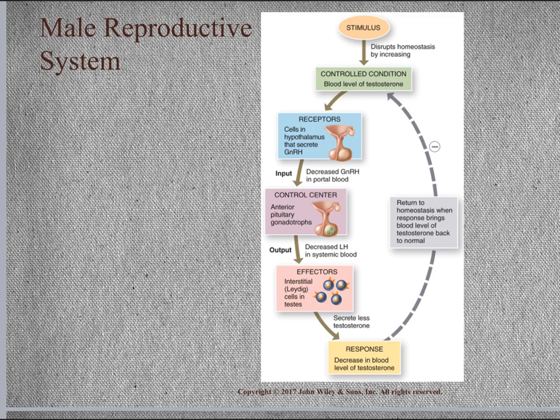And then we have our negative feedback system that controls the blood level of testosterone. That leads us to that feedback loop. So we have a stimulus, disruption is going to increase blood levels of testosterone. The cells in the hypothalamus that secrete GnRH are going to be signaled to be decreased in portal blood. The anterior pituitary cells, those gonadotrophs, are going to be signaled to decrease LH in systemic blood. The effect is those interstitial cells are not going to be signaled anymore because LH is not binding to those LH receptors. So we secrete less testosterone. The response is decrease in blood levels of testosterone. We return to homeostasis. So again, our feedback loop.